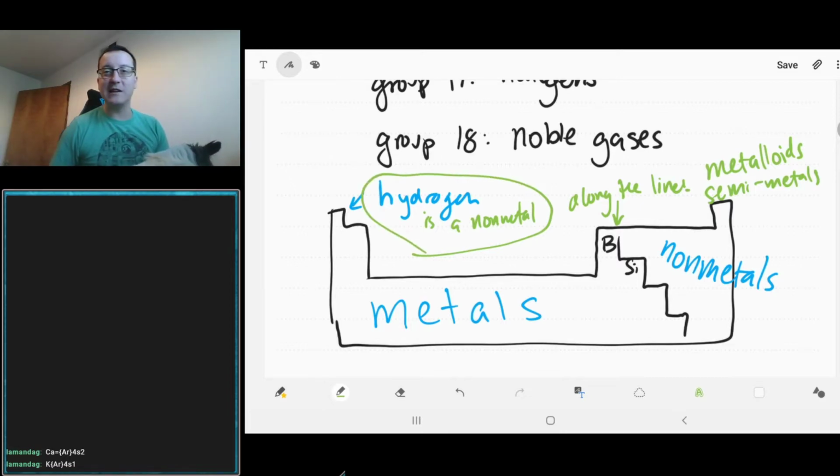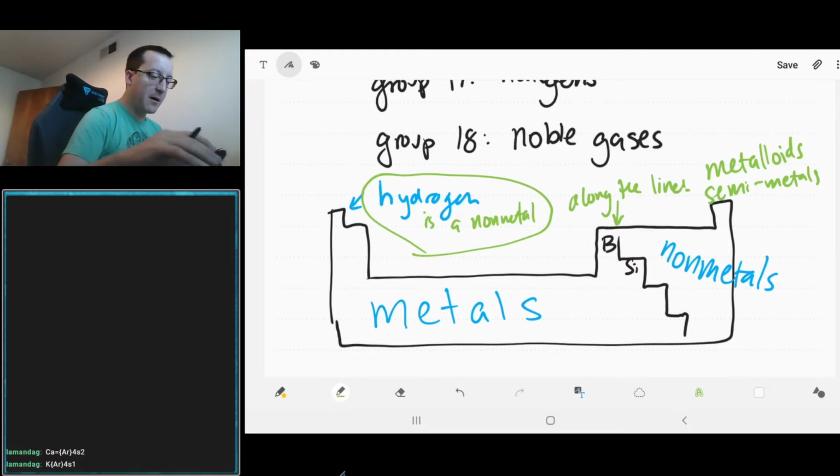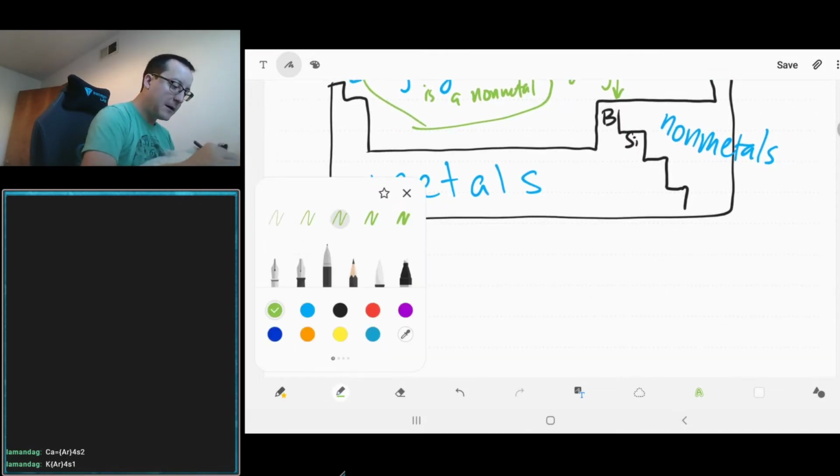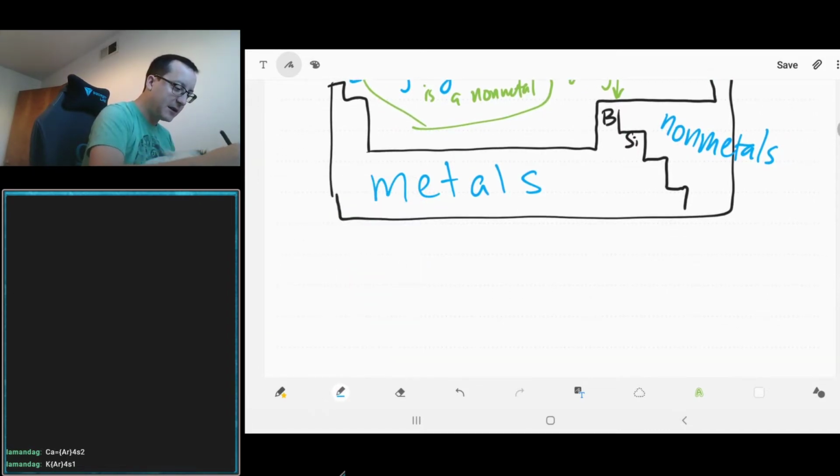If we think about hydrogen, it's a gas. Metals are not gases. We're going to see non-metals will be gases. So let's talk about metals and non-metals real quick. Then we'll talk about size and all that fun stuff.